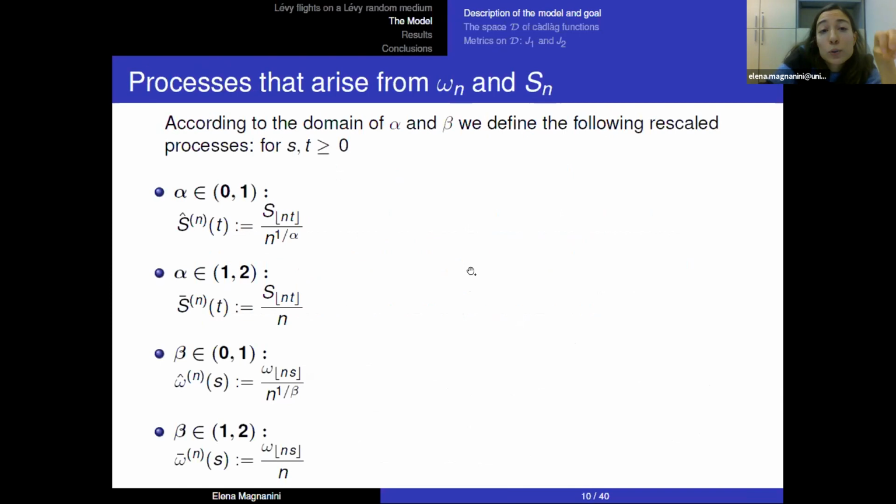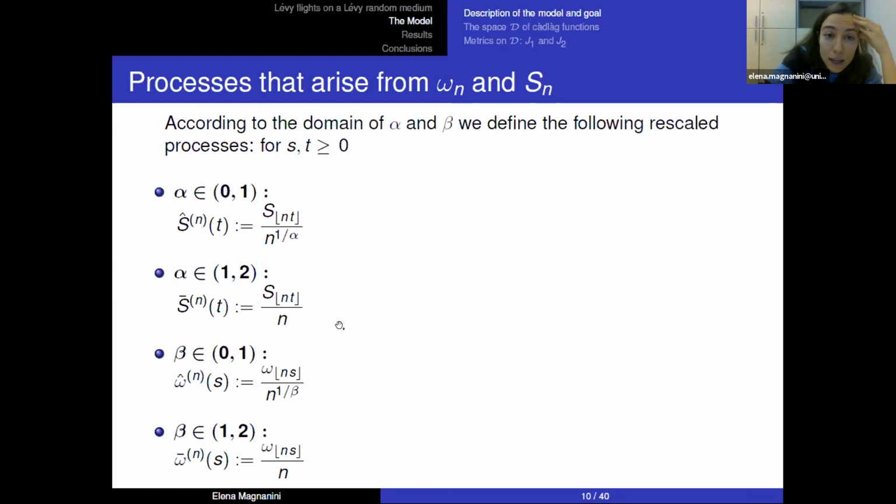So according to the domain of alpha and beta, we can define the following rescaled processes that you can find here on the items on the left. So for example, in the first two items, you can see that we have defined a sort of continuous time rescaled version of the underlying random walk. Notice that if alpha is between 0 and 1, then it scales with n to 1 over alpha, whereas if alpha is between 1 and 2, it scales with n, exactly as it happened to the sum of random variables in the normal domain of attraction of an alpha stable distribution that I showed before. And the same thing happens for omega.